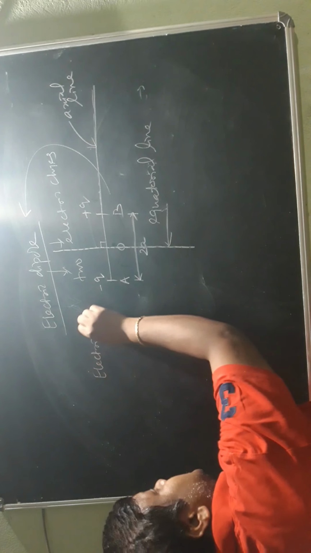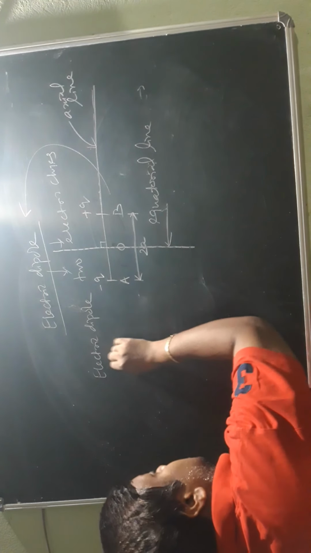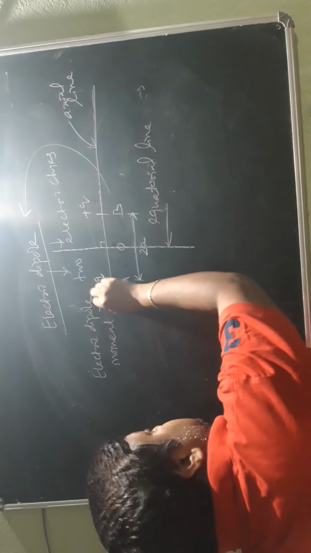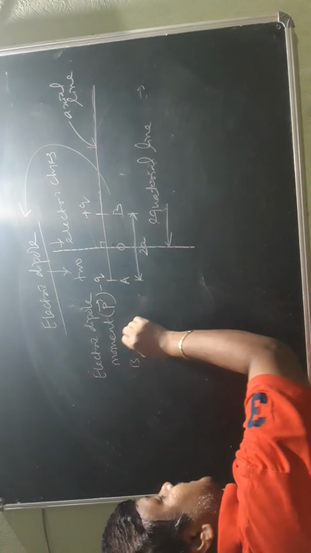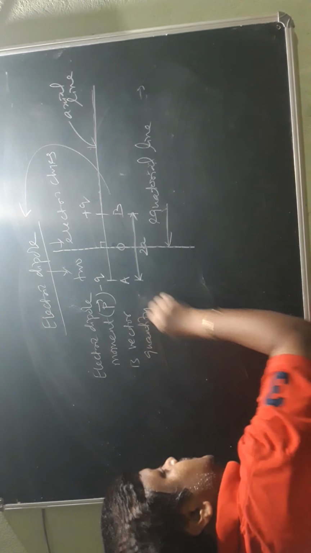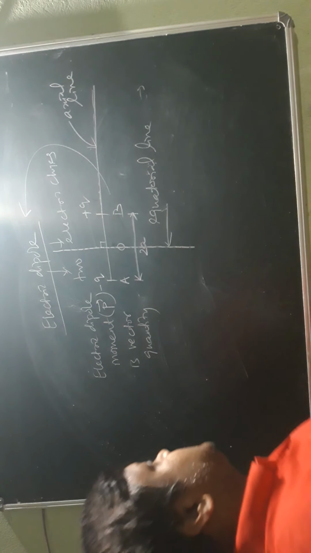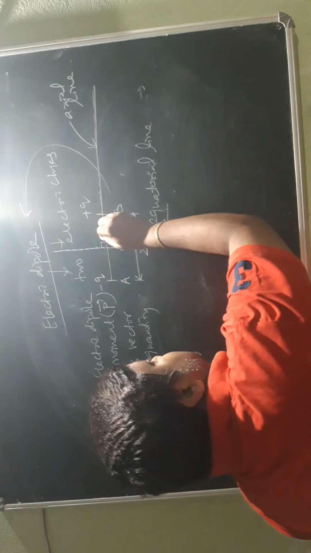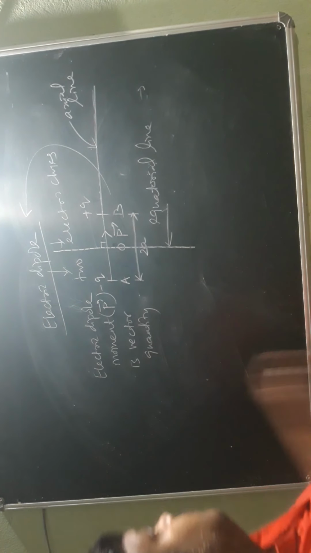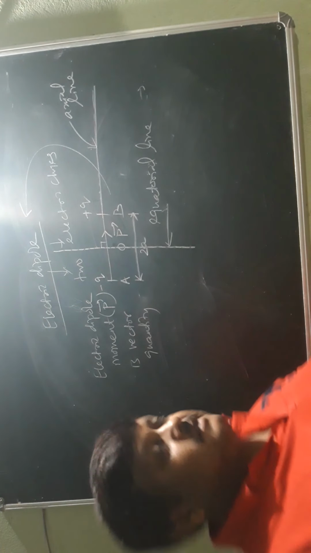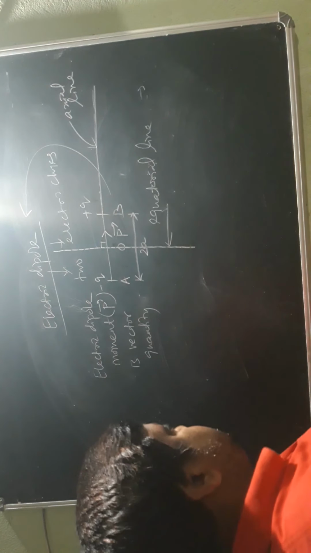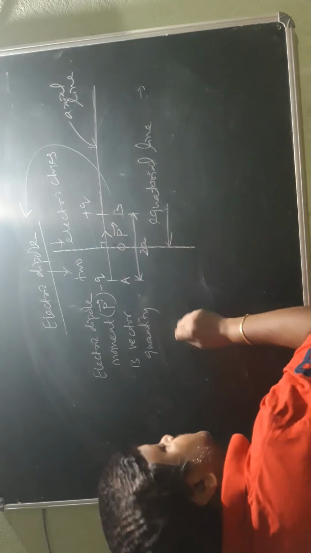Now, to measure the strength of the electric dipole, there is a vector quantity called the electric dipole moment. The symbol is P, and this is a vector quantity. The direction of this electric dipole moment vector is from the negative charge to the positive charge.